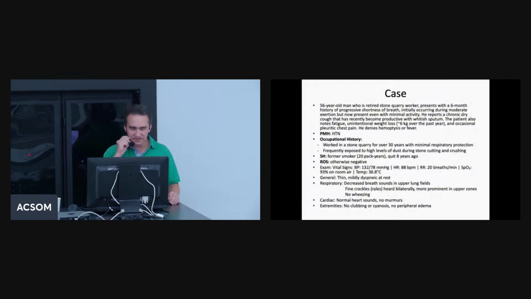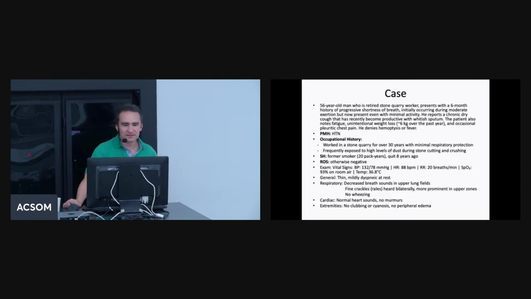So, a good case. A 56-year-old man, a retired stone quarry worker. Quarry means where you basically do mining to get the stones. He presents with a 6-month history of progressive shortness of breath, initially occurring during moderate exertion, but now present even with minimal activity. He reports a chronic dry cough that has recently become productive with whitish sputum. The patient also notes fatigue, unintentional weight loss of 6 kilograms, which is about 10 pounds, and occasional pleuritic chest pain. He denies hemoptysis or fever.